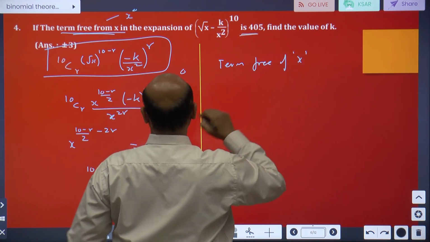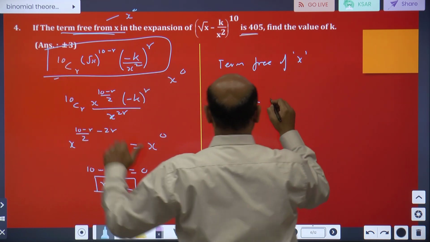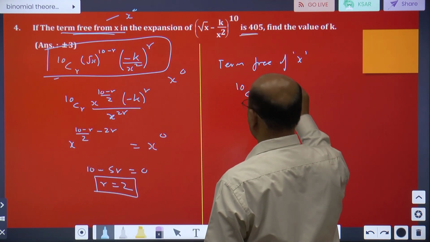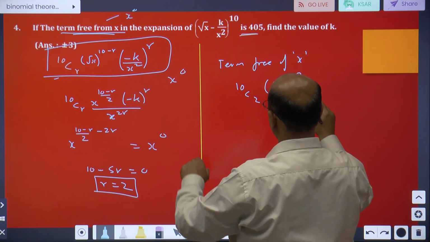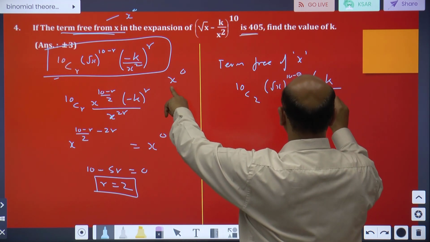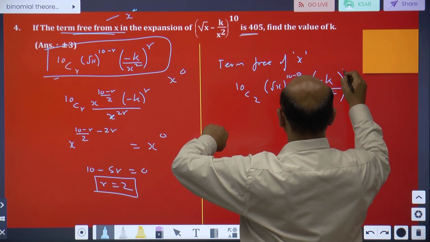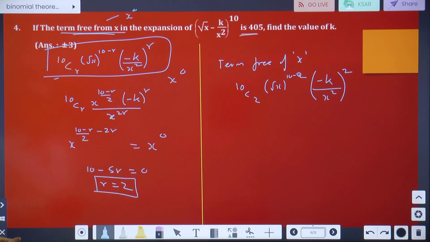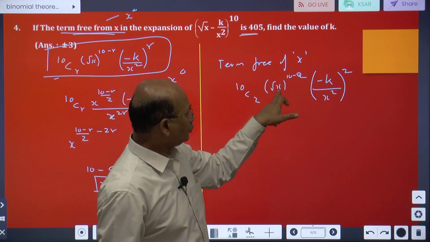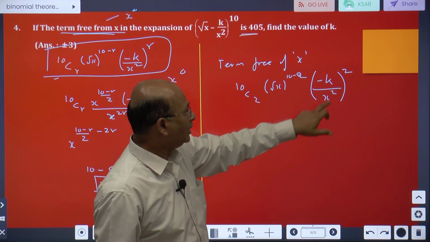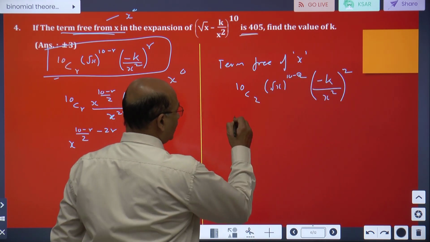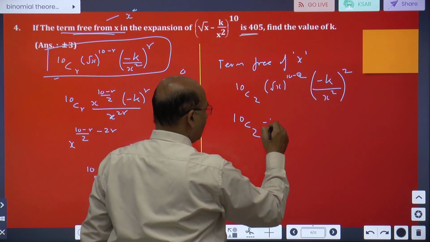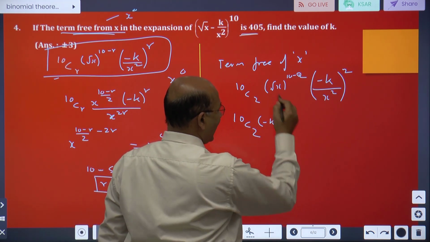So the term free of x will be 10C2. There is no need to write this, but still for your convenience I will write this: 10 minus 2, minus k upon x raised to 2, raised to 2. Okay, so if you solve this now, this is root x, so upon 2 it cancels, there will be 4 and this will be 4, so x will go out. So what is the term? The term is 10C2 minus k raised to 2, and x raised to 0.